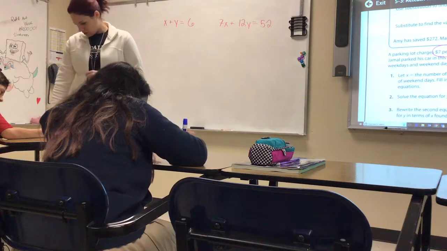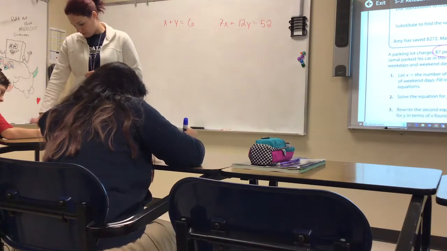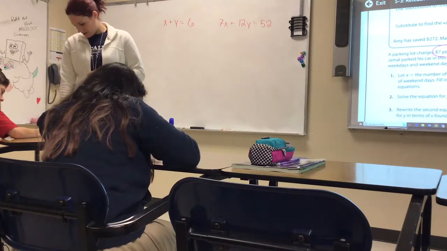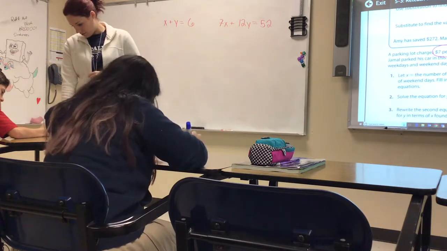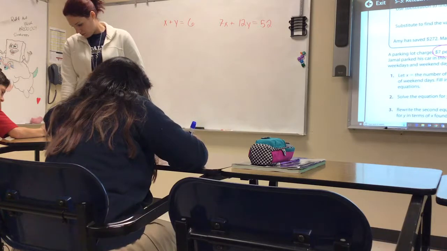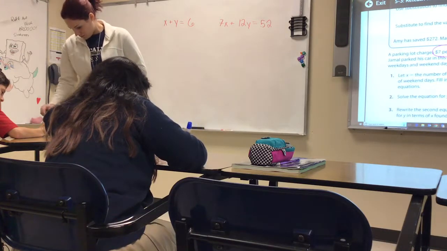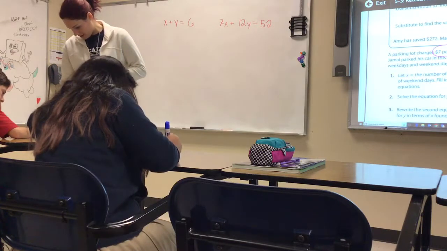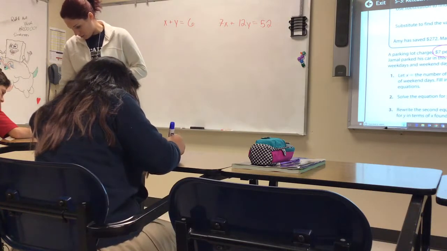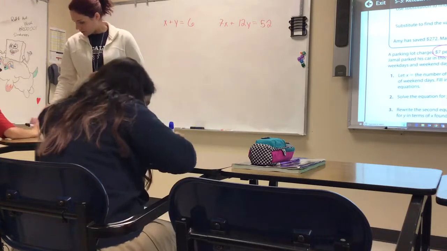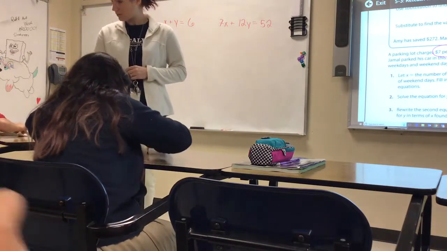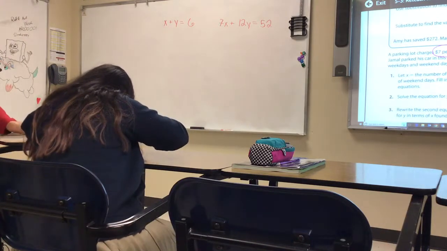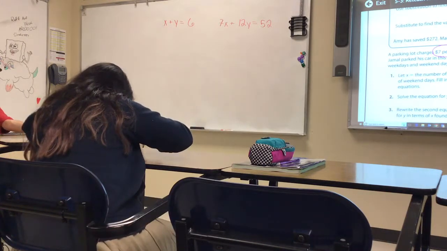Hold on. How did you go from here to here? When you subtracted y, doesn't that give you 6 minus y? Here, isn't y minus y gone? So x equals 6 minus y. You kind of changed up your whole order there. That's okay, that's fine.